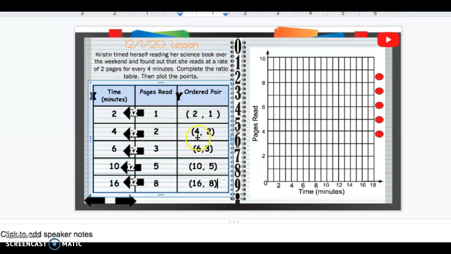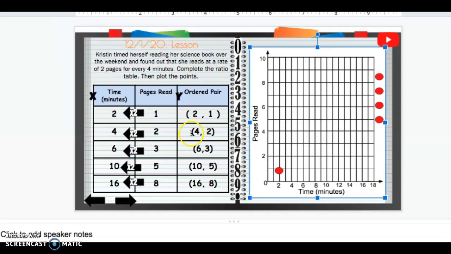All right, so now we have to plot those ordered pairs on our coordinate grid. So we start at our point of origin, which is 0, 0. So I have to walk to 2, and I'm going to fly to 1. Then I have 4, 2. So I'm going to walk to 4, fly to 2. 6, 3 is next. Start at my point of origin, walk to 6, fly to 3.